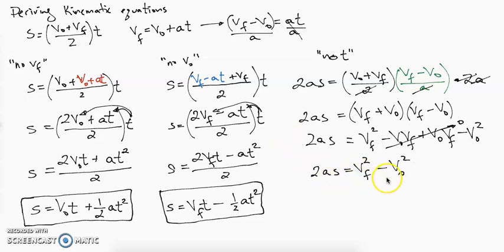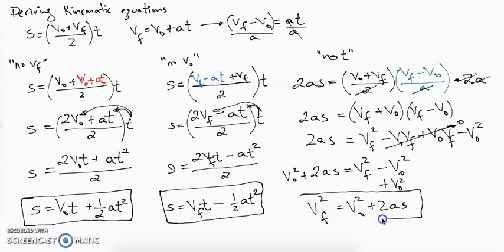Now there's one more step for how I like to write this. I prefer to write this with VF all by itself, so I add the VO squared to both sides. Because it's a minus VO squared, we're going to do plus VO squared onto this side, and then I mirror it so that I can have my variable that I'm solving for all by itself. This is just my personal preference for how I record this equation inside my brain.